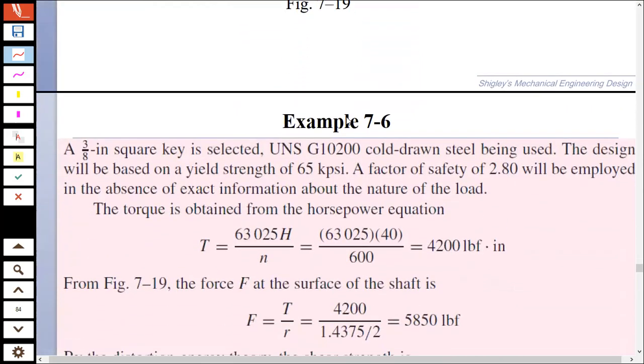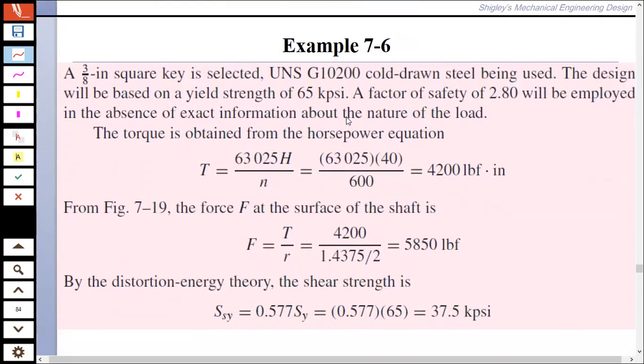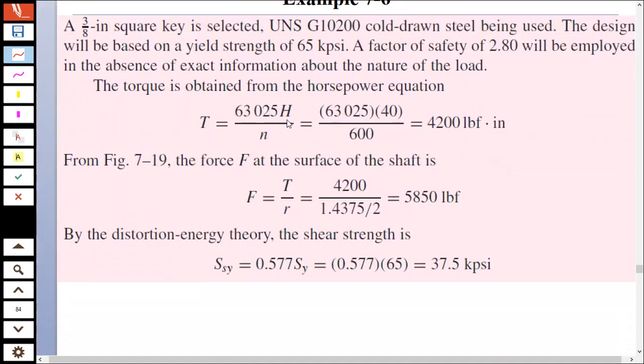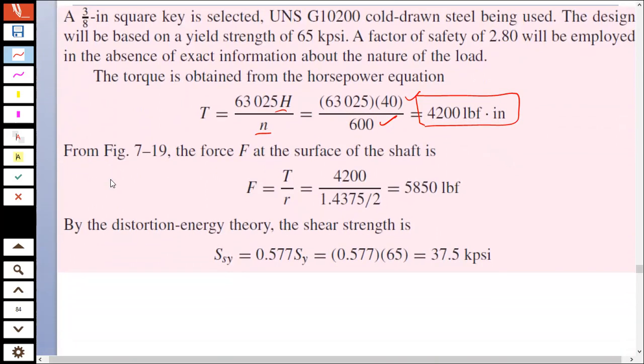So the torque transmitted, we already know that it is 63,025 H over n. We know the values of H and the revolutions, so you will find your torque. This is the torque that needs to be transmitted. So from Figure 7-19, the force at the surface of the shaft, T is equal to F times r. So we'll have F is equal to T by r. Now your diameter, that is 1.4375, divided by 2 will be your r. So this is your force now.